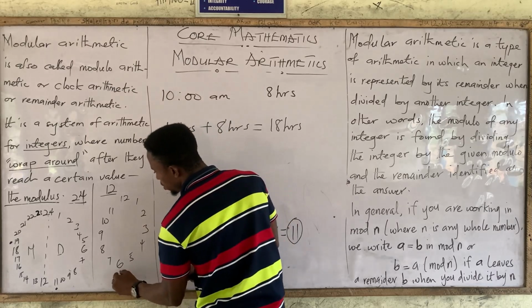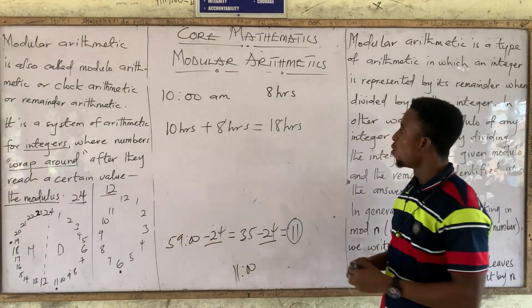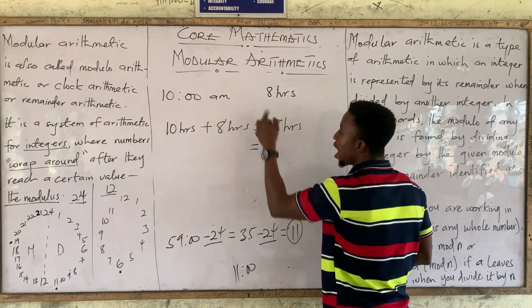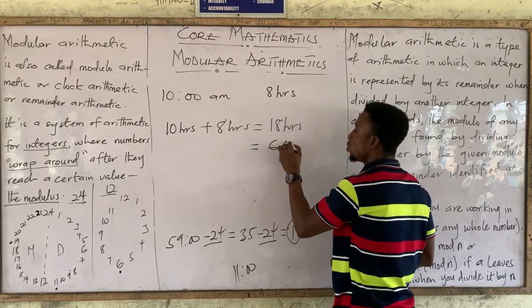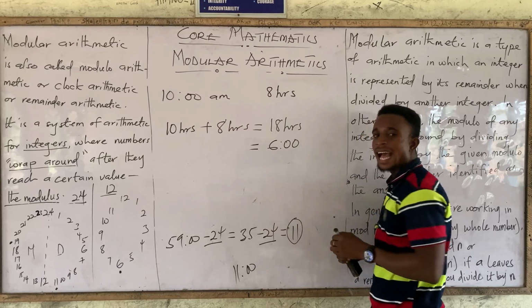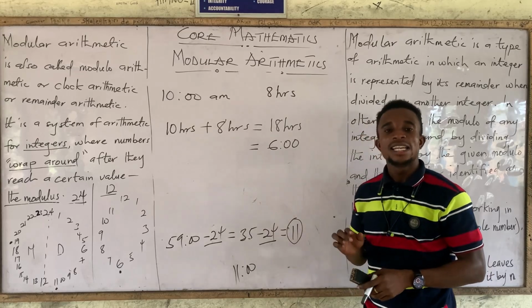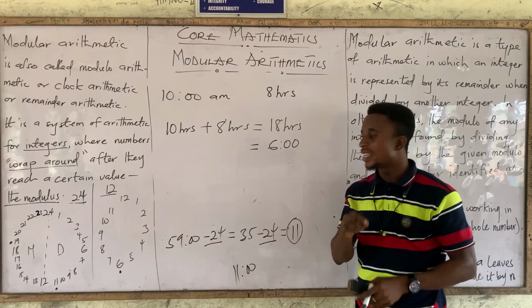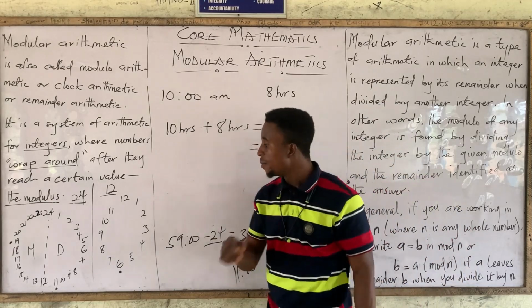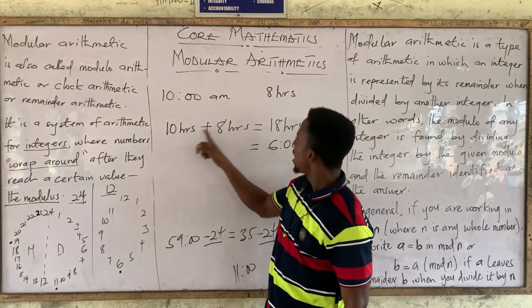So that one will be at what? 6. Are we getting that? So meaning this one in the 12-hour clock is 6 o'clock. And that 6 will be in the what? In the evening. It is going to be in the evening because you see the 18.